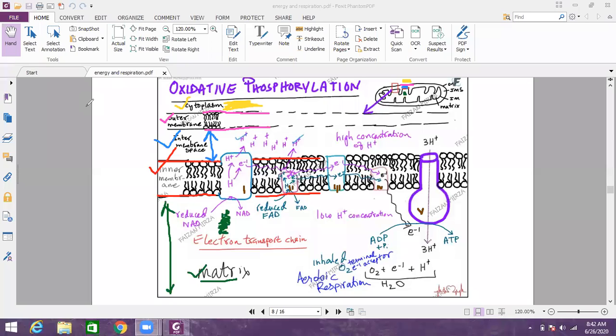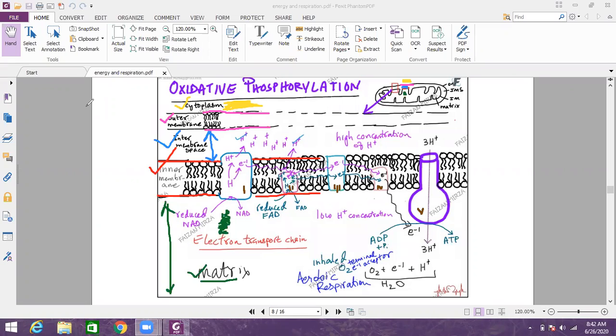That energy was used to push the H+ ions against the concentration gradient into the intermembrane space. This is why we always say the intermembrane space has a high H+ concentration. These H+ ions are high in concentration in the intermembrane space and low in concentration in the matrix.